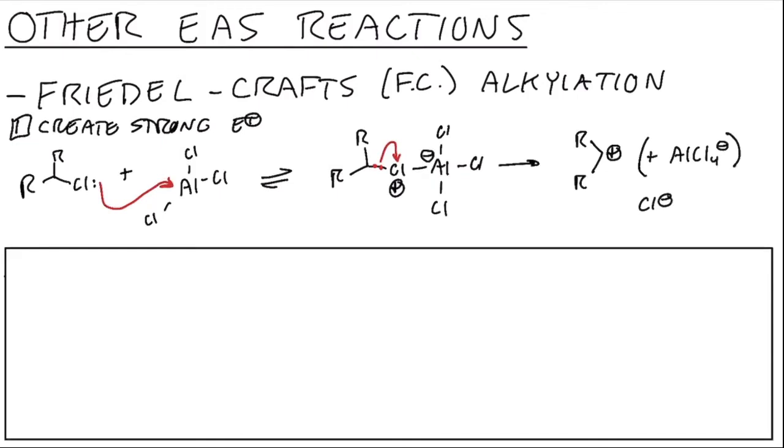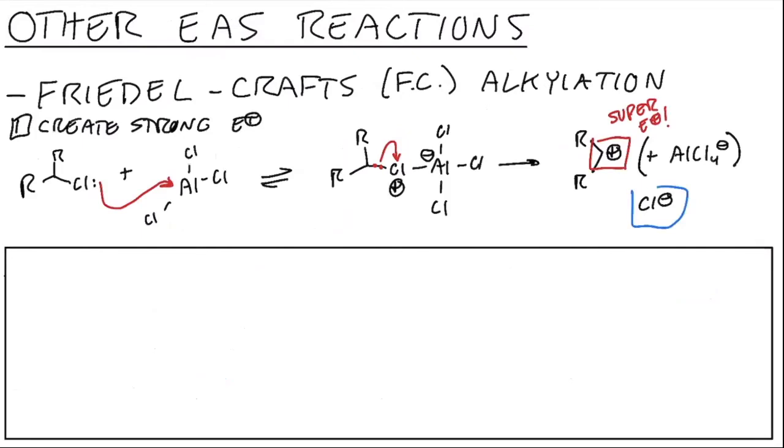And so there you have it. We've just created our strong super electrophile carbon, right? It's just a carbocation. We know those are electrophilic already. And then AlCl4 is basically going to allow us to make Cl-, and that's going to be the base that we get to use in step 3.